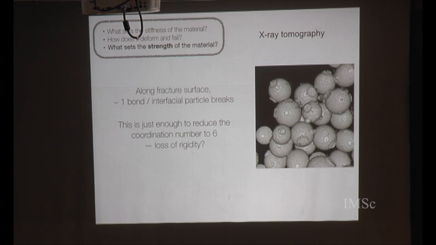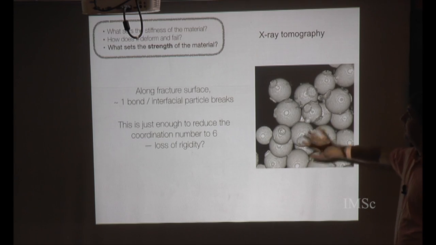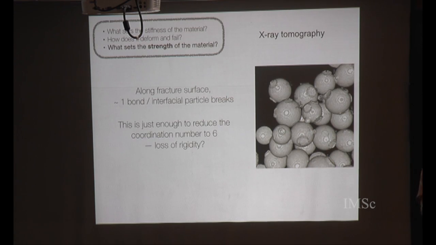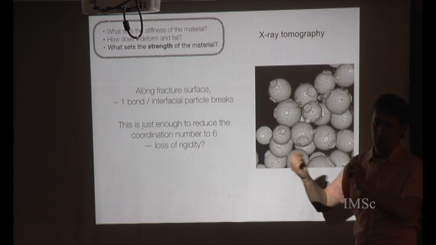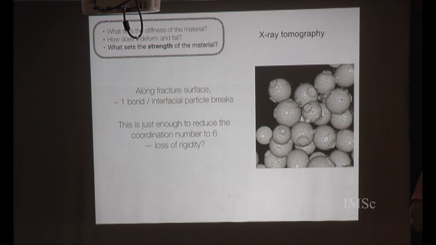We can also look at the statistics. If we look at this fracture surface or fractured interface, we can look at the X-ray tomography after failure has occurred. We find that failure occurs by the loss of one bond per particle, or 2 bonds per one bond sticks to this one, and 1 bond might have been here. So it depends on how you count them. 1 bond per particle along the interface, or 1 or 2 bonds per particle along a surface. Depends on how you count surface versus interface. The language is inherently messy.